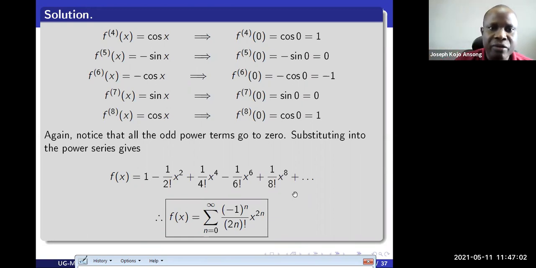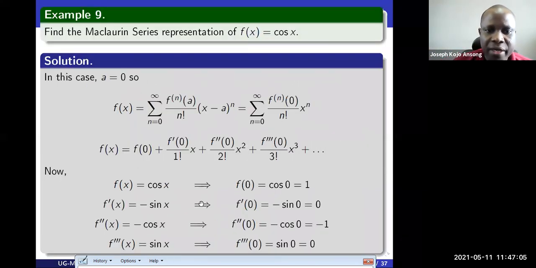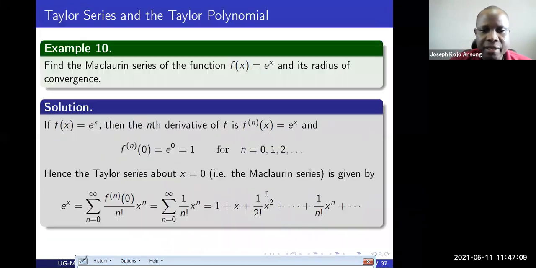Okay, it's quite straightforward. Most of the work is in how you find the derivatives at the point. That is the work involved in there. Here's an example. I will let you look at it. You want to find the Maclaurin series for the function f of x is equal to e to the x. In this case, it's quite simple because all the derivatives will give you e to the x.